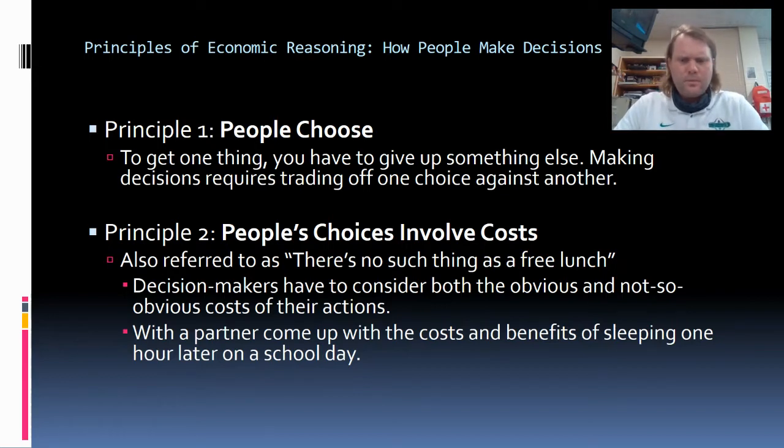So first principle is that we've got to make choices, right? So people choose. It could be as simple as deciding to spend time doing this virtual stuff versus playing video games. But we know that we have to make choices because we can't be in two places at once, so to speak. All right. We also know that our choices have costs and that when we choose to do something, we're obviously giving up the opportunity to do something else.